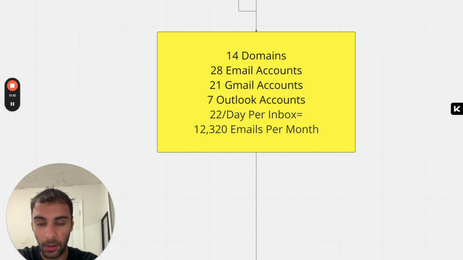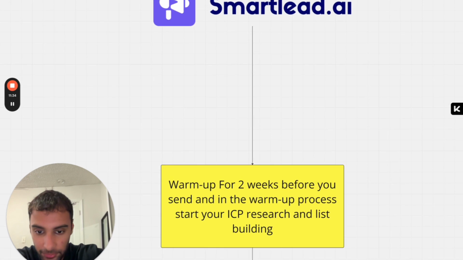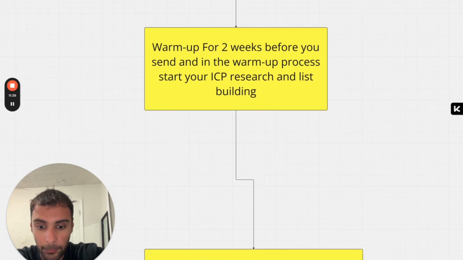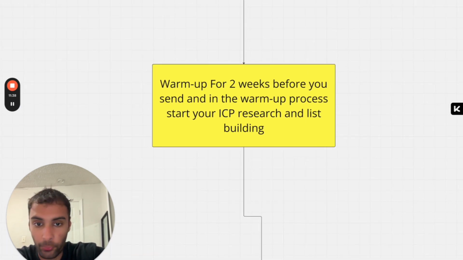But basically, on Smartlead, you need to have 28 email accounts, 21 of them Google, 7 of them Outlook, and I want you to send out 22 emails per day per inbox, right? If you send out 22 emails per day per inbox, that'll be 12,000 emails every single month, right? So I want you to go on Smartlead and buy all of this stuff, and I want you to warm up for 2 weeks before you send.